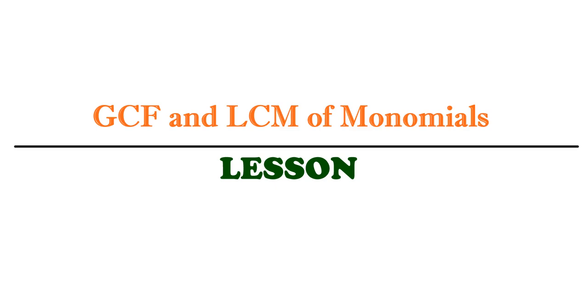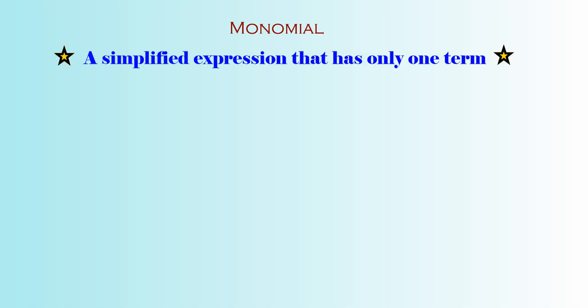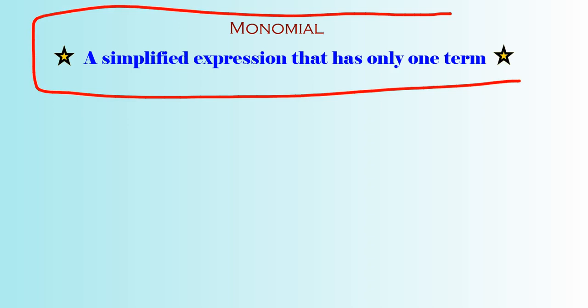So first, before anything else, we need to talk about what a monomial is. And a monomial is really just the mathematical term for a simplified expression that has only one term. So go ahead, pause the video, write down this definition. We'll give a few examples of monomials, and then we will move on to GCF and LCM.